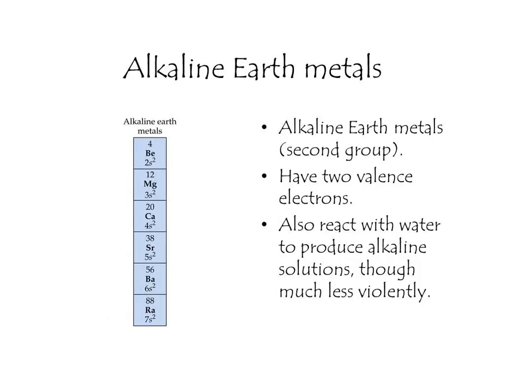The second group are known as the alkaline earth metals. This time they have two valence electrons, as you notice. This has 2s2, 3s2, 4s2, 5s2. So these have all the same electron configuration, ns2, and they have two valence electrons. These also react with water to produce alkaline solutions, but are not as violent as alkali metals.